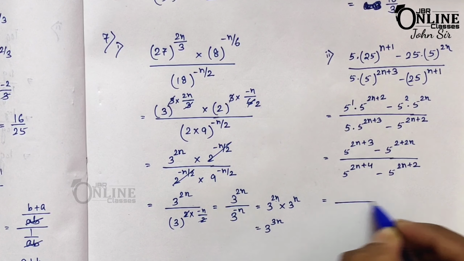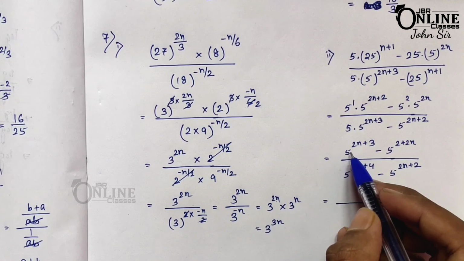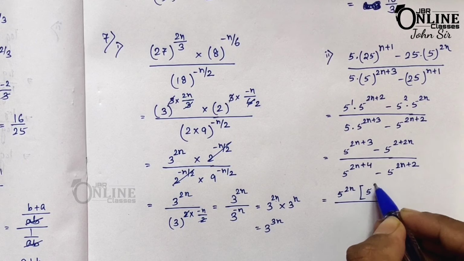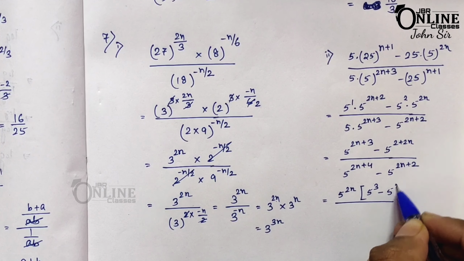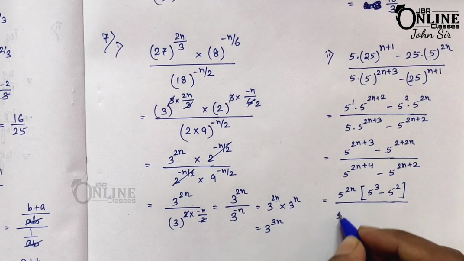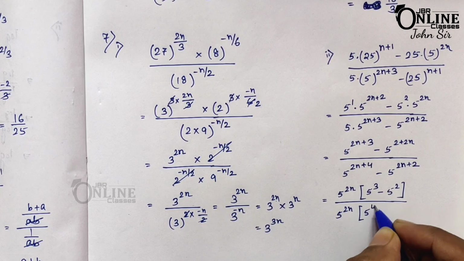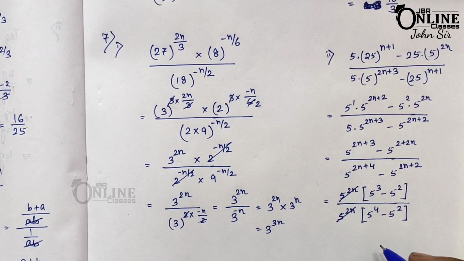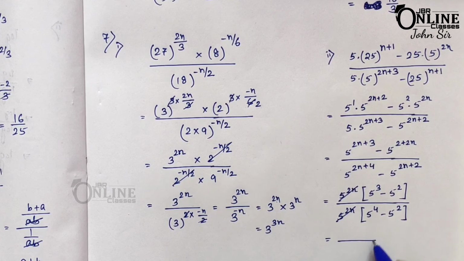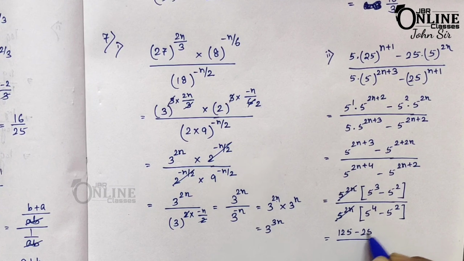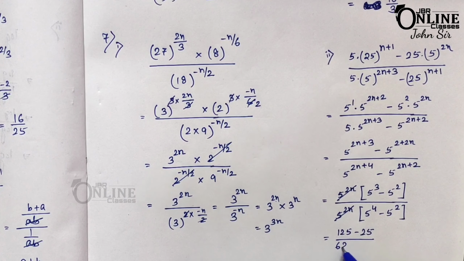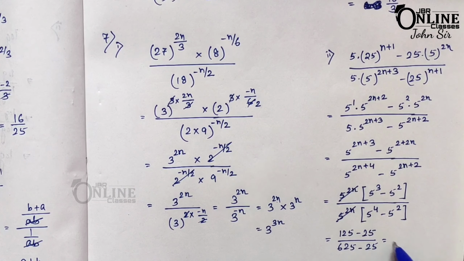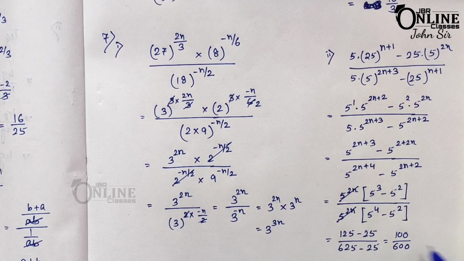Now from the upper one, 5 to the power 2n will be common. So if 5 to the power 2n is common, it becomes 5 to the power 3, and here 5 to the power 2. In the lower one also 5 to the power 2n will be common. So here 5 to the power 4 minus 5 square. So 5 to the power 2n and 5 to the power 2n cancel out. 5 cube means 125. 5 square means 25. 5 to the power 4 means 625. 5 square means again 25. So 100 by 600. That means 1 by 6.